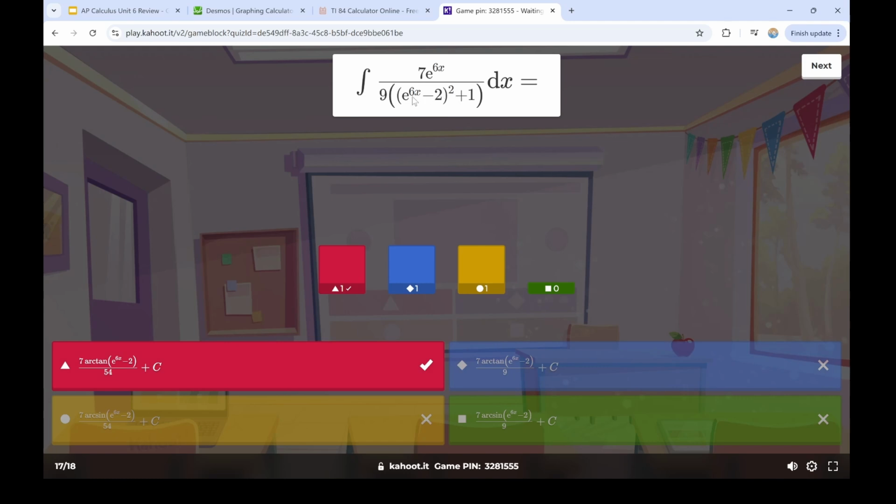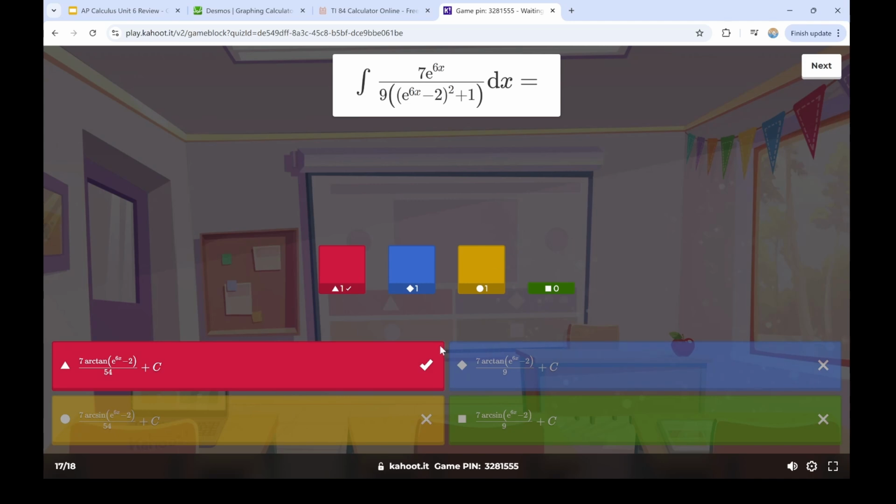So here, when you do the u substitution, we should choose to substitute e to the power 6x minus 2. Its derivative will be 6 e to the power 6x. That means that I need to multiply by 1 over 6 before the integral to even it out, so I can change dx into du. That's why I'm going to divide 7 over 9 by 6, which is the origin of this 54 denominator.